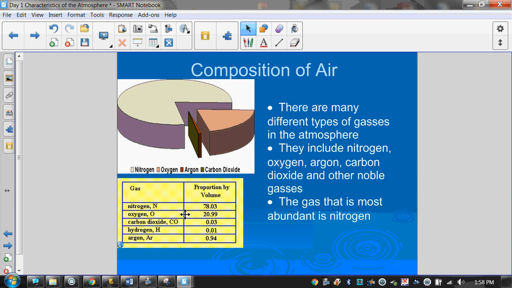You'll see that we've got our trace elements down below. Carbon dioxide is actually a really small portion of our atmosphere. It fluctuates based on what people are doing, the amount of volcanic activity that's going on, and the amount of vegetation that's around at the time. Those things will influence the amount of carbon dioxide that's in the atmosphere.